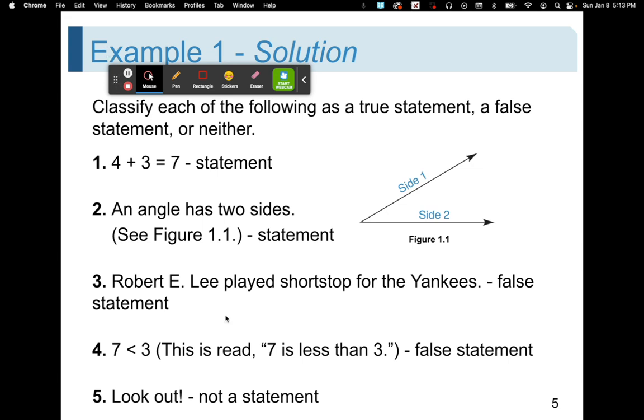All right. 7 is less than 3. We know that it's a false statement because 7 is clearly greater than 3. And look out. So here's an example of something that's not even a statement. That is just an exclamation. Look out, not even a statement in a sense.